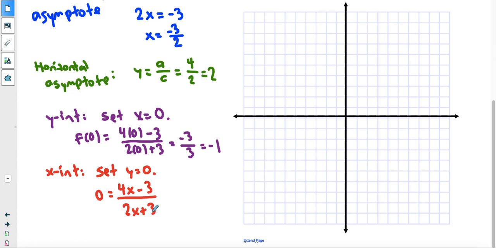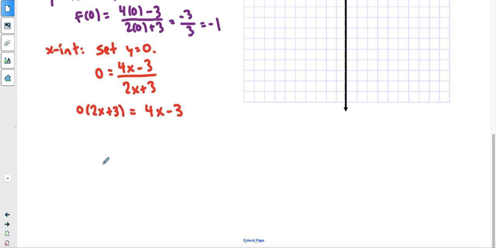So if I multiply both sides by 2x plus 3, on the left I get 0 times 2x plus 3. And on the right, this 2x plus 3 cancels out, so I'm just left with 4x minus 3. On the left, 0 times 2x plus 3 gives you 0, which is equal to 4x minus 3.